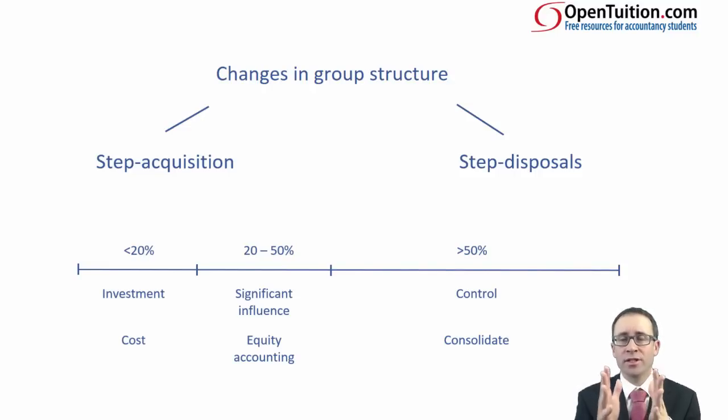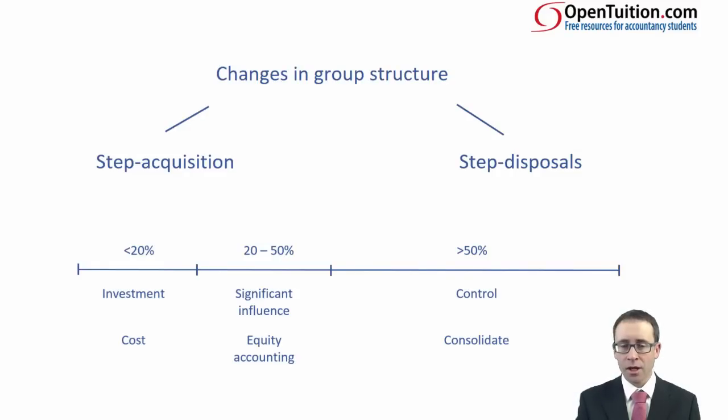You need to think about the different stages as we go along the staircase, whether we're going up the stairs with an acquisition or down the stairs with regards to a disposal. Depending upon where you're sat on those stairs depends upon the accounting treatment. Anything greater than 50, we consolidate. Anything between 20 and 50, we equity account. And anything less than 20, we just treat it as an investment at cost. Okay. Technically speaking, fair value through profit or loss, or fair value through other comprehensive income.